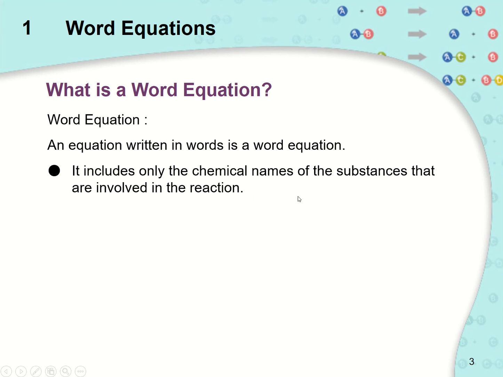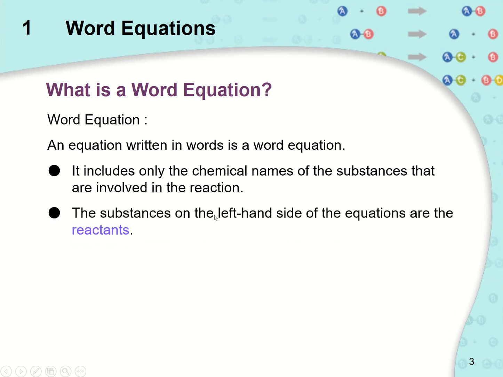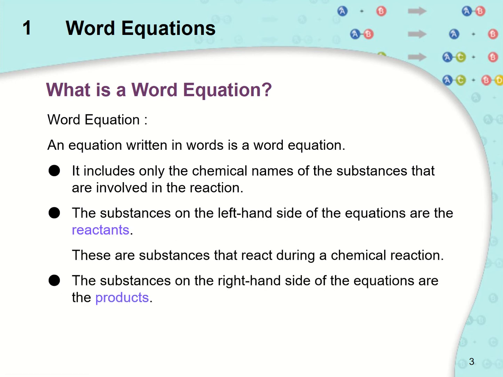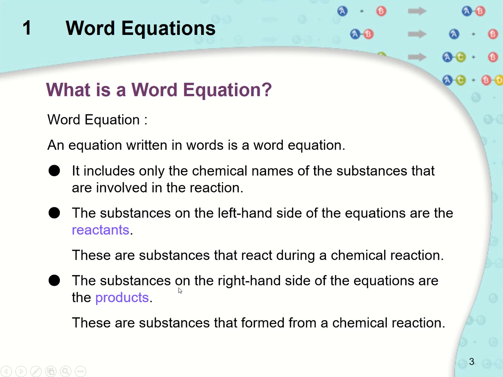in the reaction itself. The substances that are written on the left hand side of the equation are the reactants. These are the substances that will take part in the reaction at the start of the reaction. Then the substances on the right hand side of the equation are what we call the products. Basically, the products are what is being formed at the end of the reaction. So these substances that are formed during the chemical reaction, we call them the products. They are the products of the reaction.